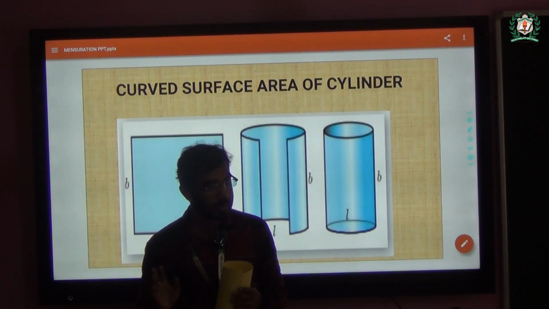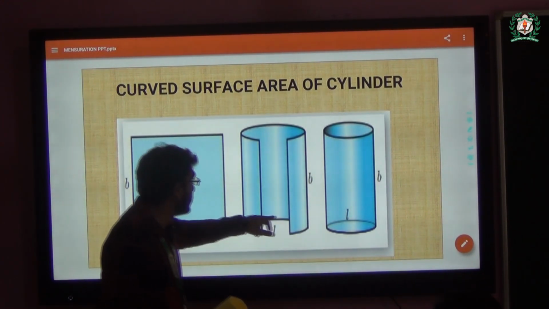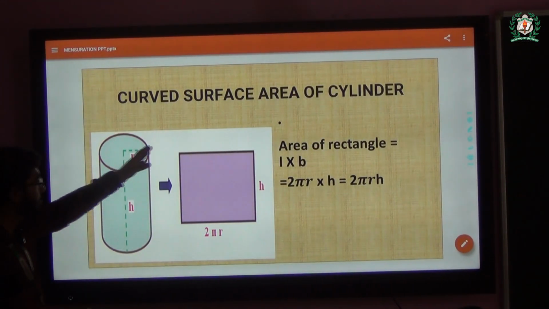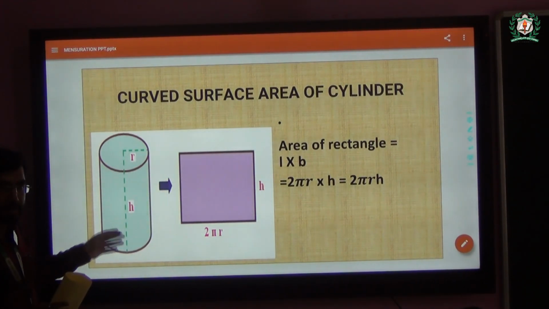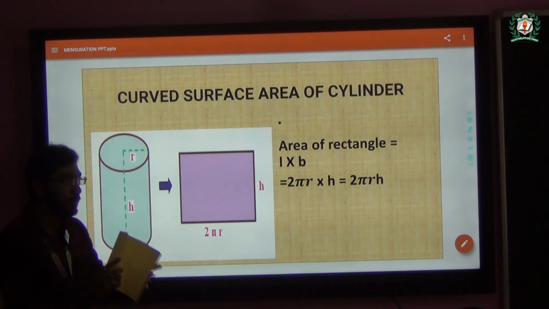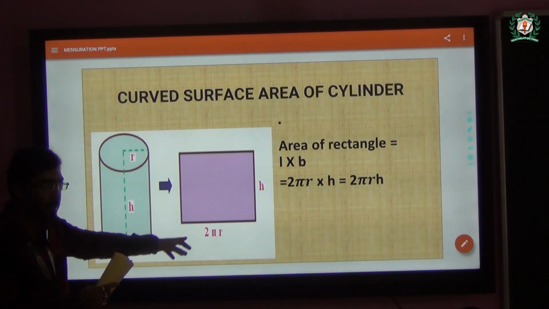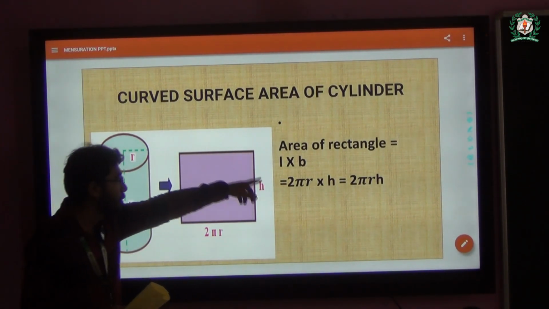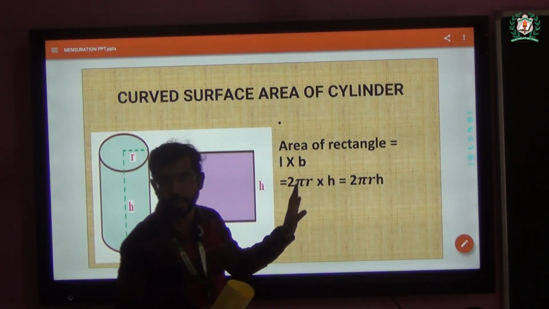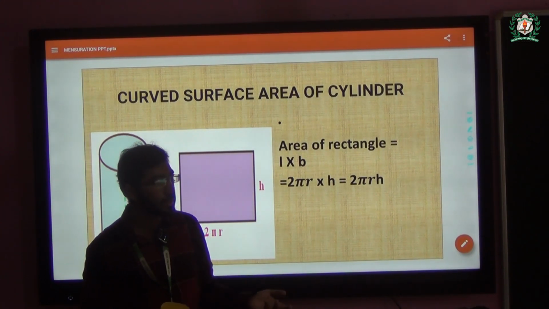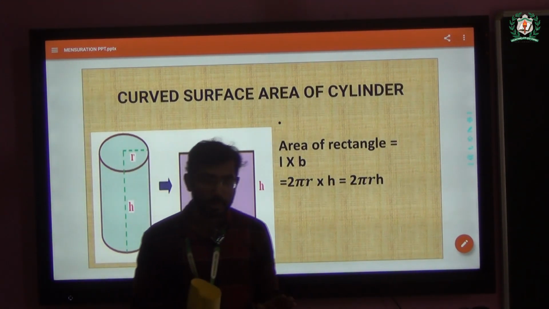Okay. So you can see here also. First we have a rectangle. We have folded it. Whenever I have folded it, the length becomes the circumference, that is 2 pi r, and the breadth becomes the height. So 2 pi r into h, that is 2 pi r h square unit, either square meter or square centimeter, that will be the unit.